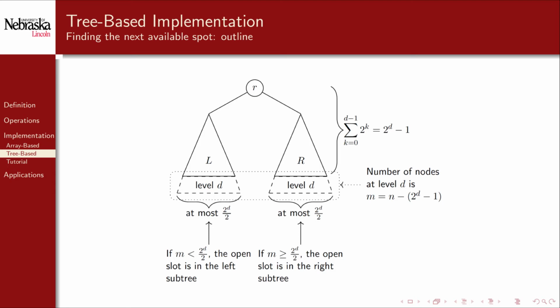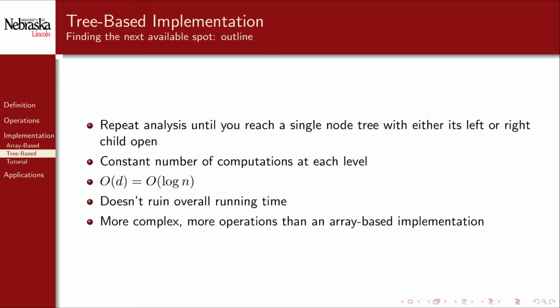This tells us if the next available spot is in the left subtree or the right subtree. We can then traverse left or right and repeat the same calculations until we get down to the node with one open spot. Since there are a constant number of operations at each level, the complexity is order d, which is order log n. Though it is possible to implement a heap with a tree data structure without ruining the theoretical complexity, the implementation itself is more complex and requires more operations.